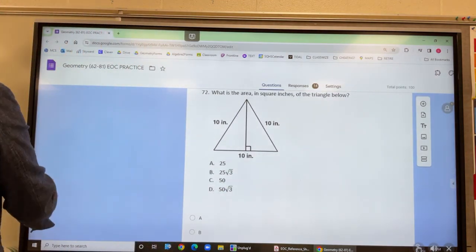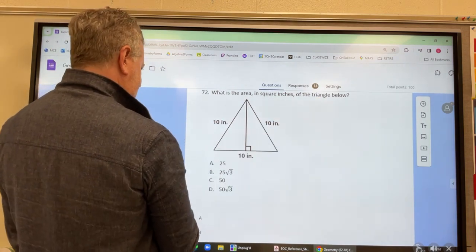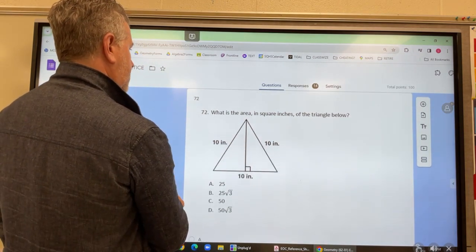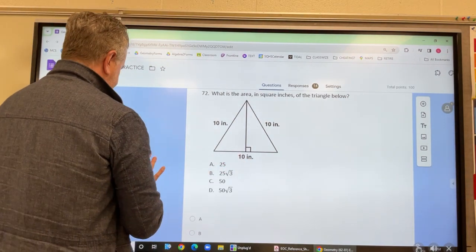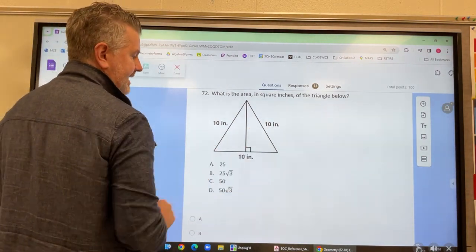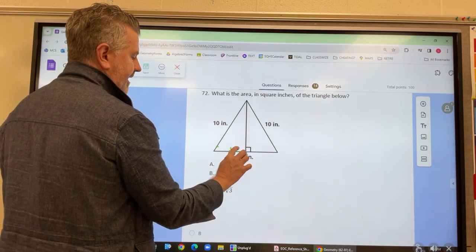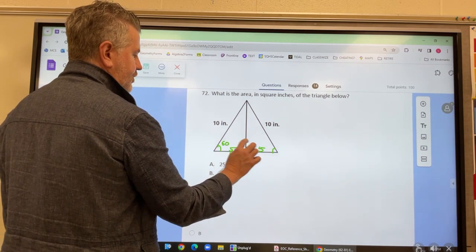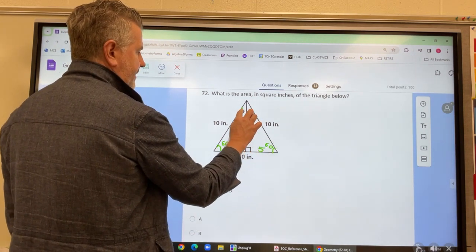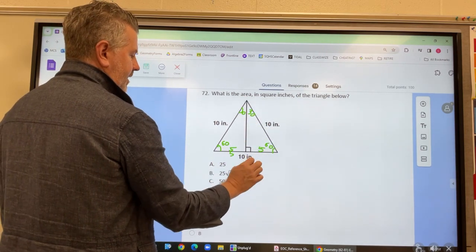All right, what is the area in square inches of the triangle below? So this triangle is, it tells you somewhere, wait a minute. Oh yeah, it doesn't tell you. It shows you that it is equilateral, 10, 10, and 10. So that means that this is 5, this is 5, and this is 5. That means that that and that are 60 for sure. That means that that and that are 30 for sure, because each one totals 180, all right?